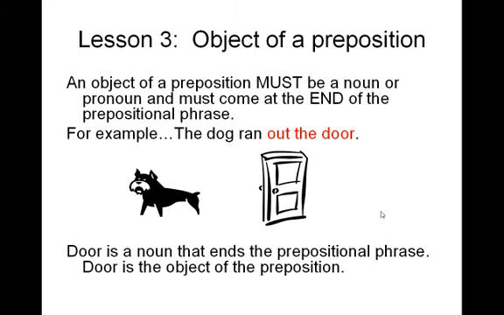So let's move on to the next part of this podcast, which is deciphering the object of a preposition. An object of a preposition must be a noun or a pronoun and must come at the end of a prepositional phrase. For example, the dog ran out the door. Door is a noun that ends the prepositional phrase. Door is the object of the preposition.